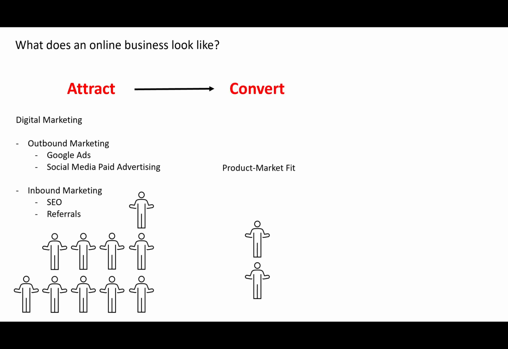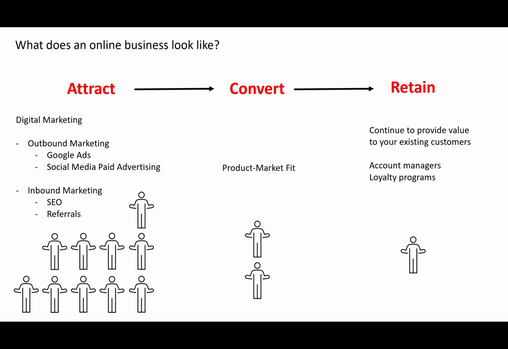So you've got all these people that you're attracting to your site. The second part of this funnel is you've got to convert those people. And the way you convert them is you've got to get that product market fit right. You've got to create a solution to an actual problem and show it to the correct person at the correct time. After you convert, you want to retain those customers. It is a lot cheaper to sell your product to an existing customer than it is to attract a new one. So this is where account managers come in and loyalty programs and all these really original and weird things that entrepreneurs come up with in order to keep you in the loop.